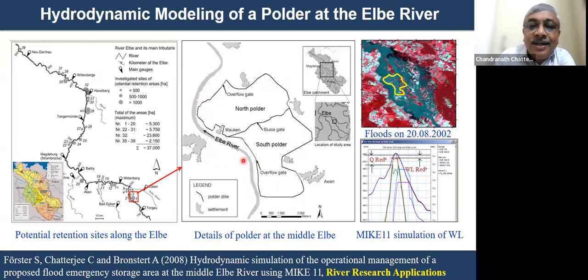When there is a very high flood in the river, these gates are opened, and this area is filled up. Normally this is an agricultural area where farmers cultivate the land.